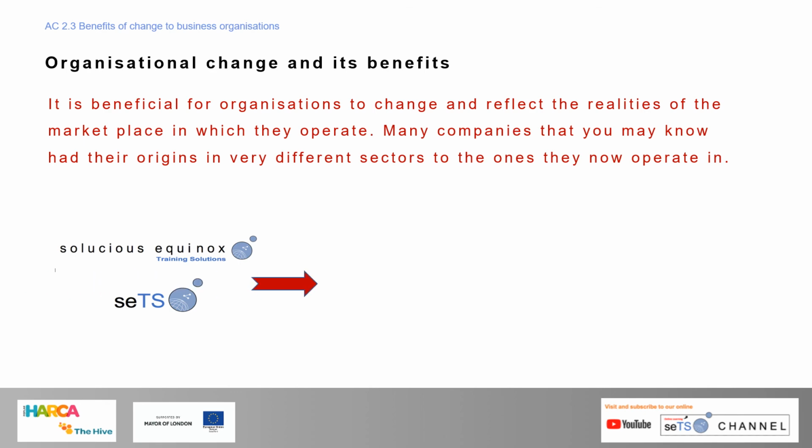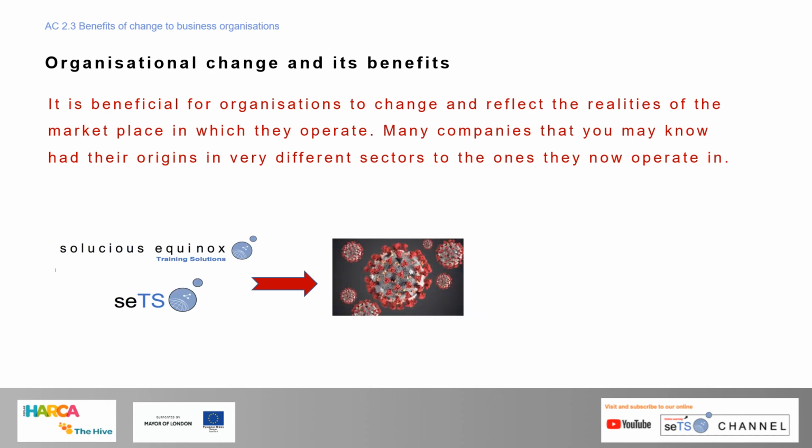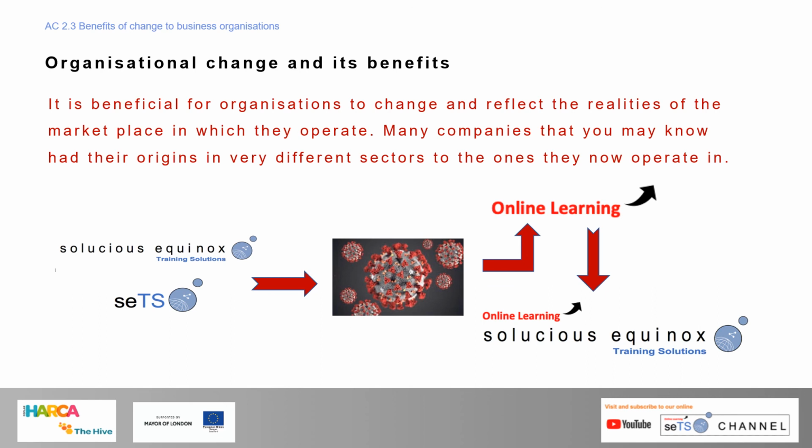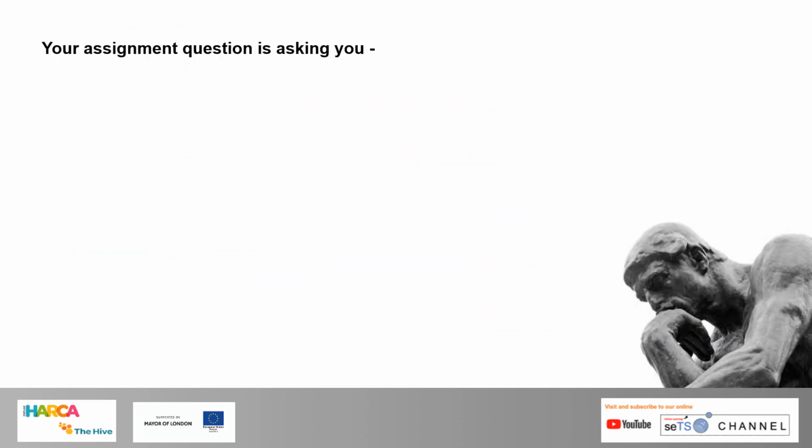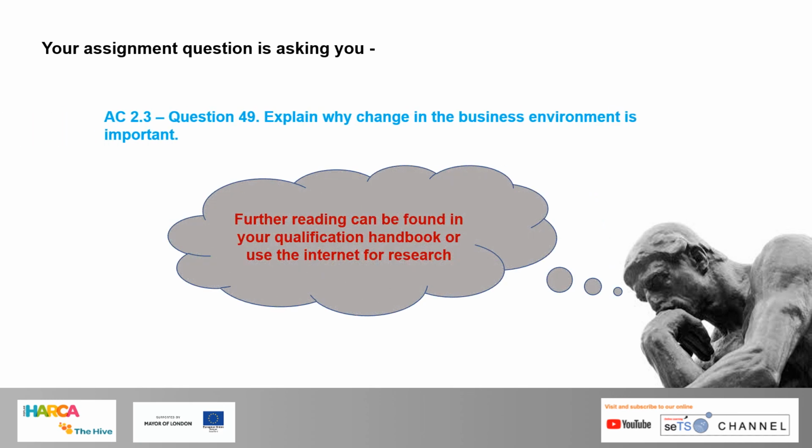At Solucious Equinox Sets Limited, due to the coronavirus, we adapted to online learning. And therefore, this course was due to be delivered in the classrooms and has now been designed to be delivered to you online, remotely. So that's the ability to adapt. Your assignment question is asking you, for question 49, to explain why change in the business environment is important. And further reading can be found in your qualification handbook or use the internet for research.